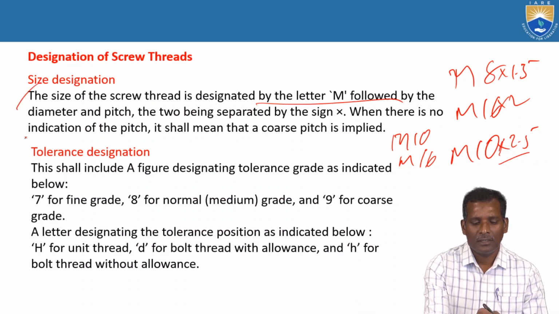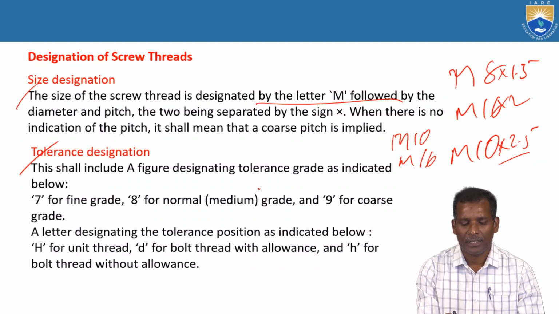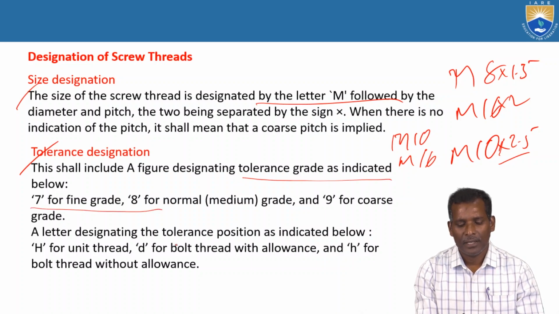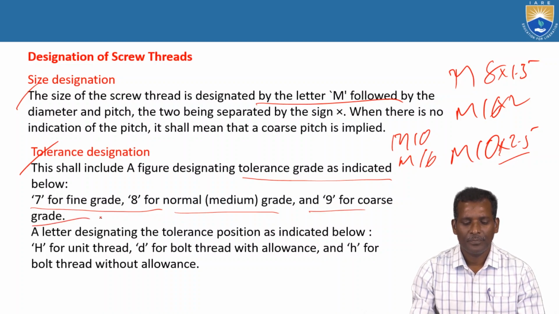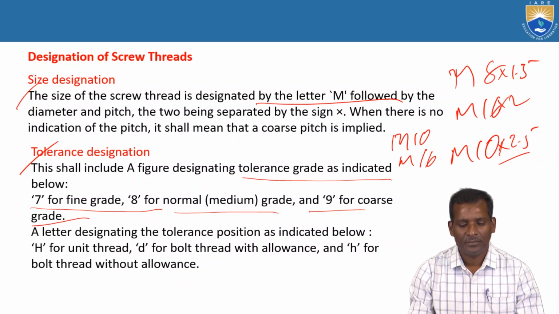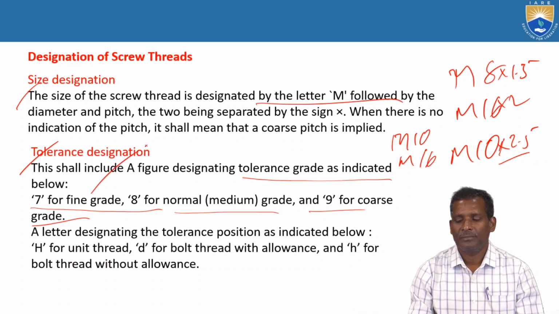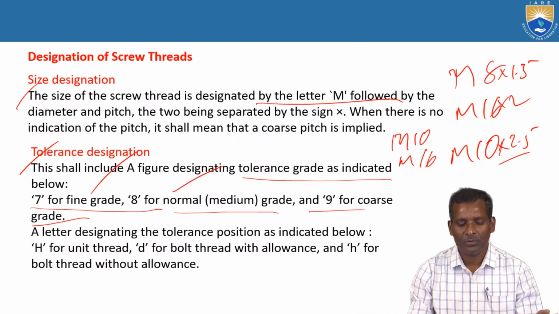So tolerance designation shall include a figure designating the tolerance grade as indicated. 7 for the fine grade, 8 for the nominal medium grade and 9 for the coarse grade. This is the standard tolerance grades: 7 used for fine grade, 8 for nominal grade, 9 coarse grade.